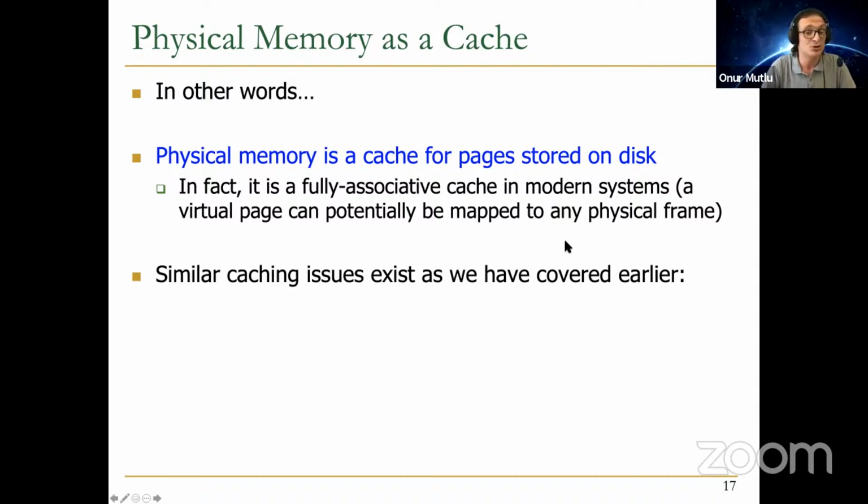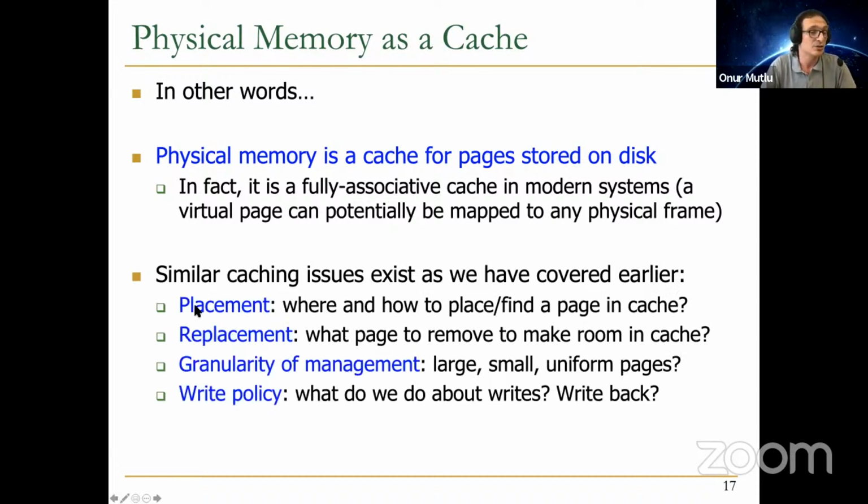And similar caching issues exist, as we have covered in caching. That's why we covered caching earlier than virtual memory. But basically, you need to do the placement, meaning where and how to place or find a page in physical memory. You need to do the replacement, what page to remove to make room in physical memory. You need to decide the granularity of management. What's the size of the page? Large, small, uniform. Now, since there's software management involved here, we actually have multiple granularities in existing systems, which we did not have in a level of cache.